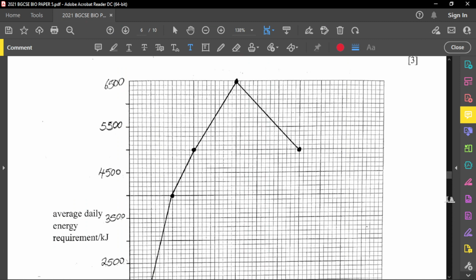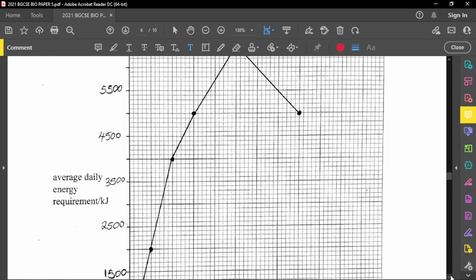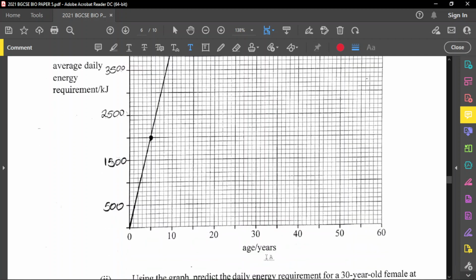And so the one that was drawn is this right here. This is the values at rest, so this is the daily energy requirement at rest in kilojoules. The examiners are so nice, they actually give you the labelings. They tell you where to put what axis. Age is the independent variable, and the average daily energy requirement is the dependent one, so that goes on the y-axis. And so you have a graph like this.